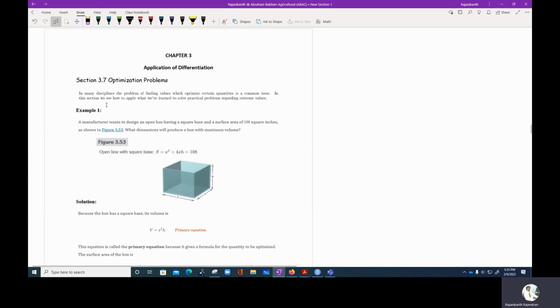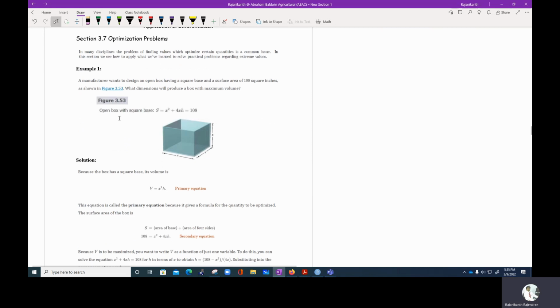So let's move on to 3.7. 3.7 is about using derivatives, the application of differentiation, to do problems with optimization techniques. Look at the first problem. A manufacturer wants to design an open box having a square base and the surface area should be 108 square inches. What will the dimensions be for the box to have maximum volume?